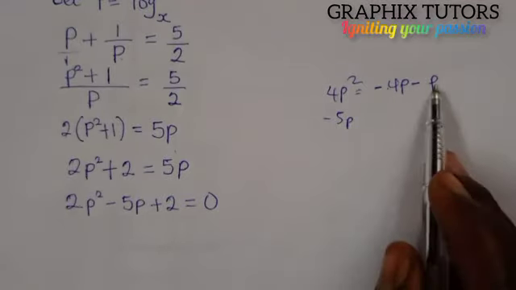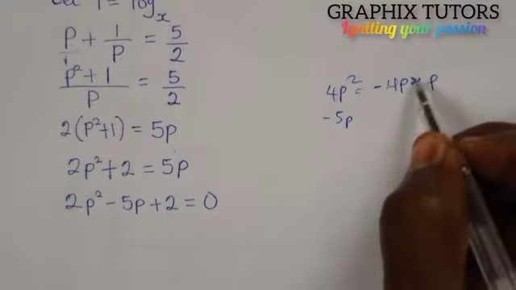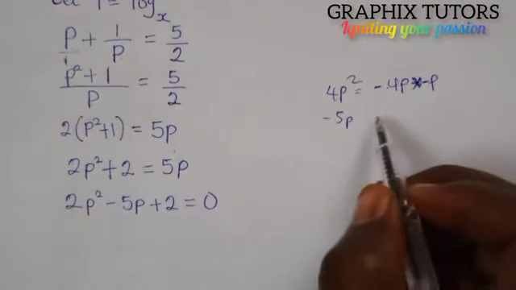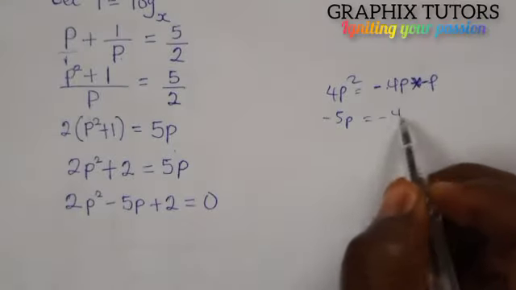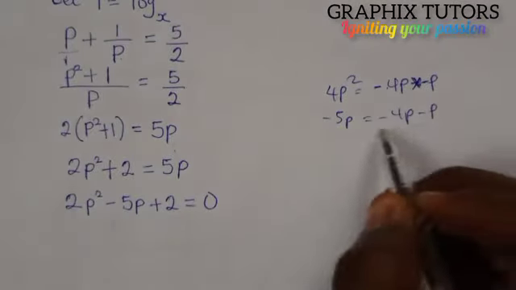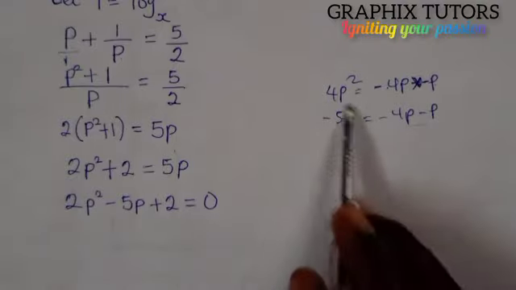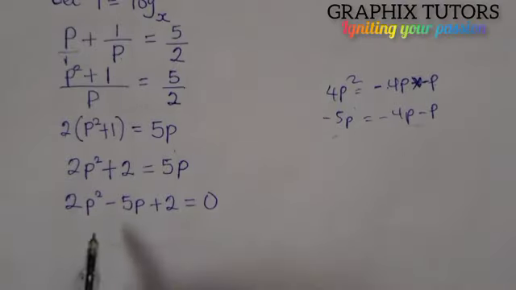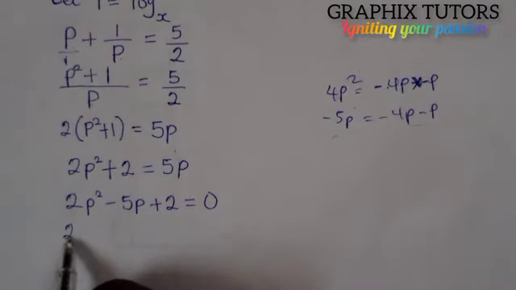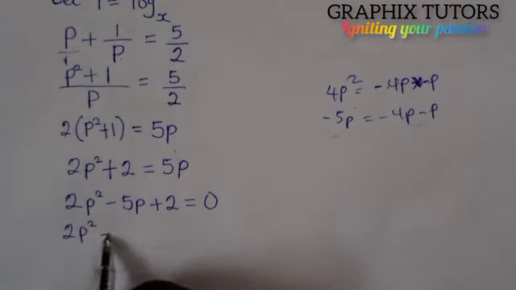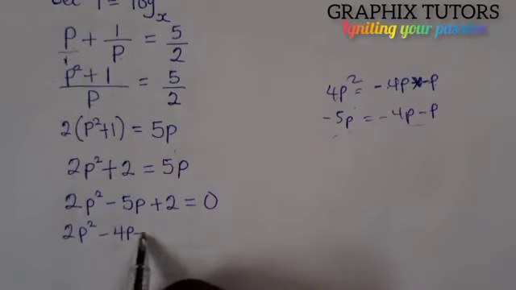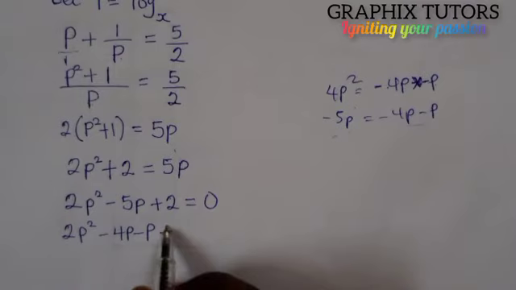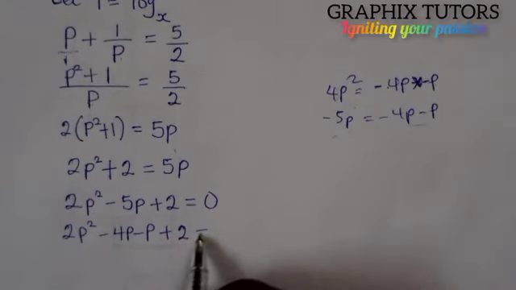Minus 4p minus p, if you multiply them together, it will give you 4p squared. Then minus 4p minus p gives us minus 5p. So anywhere I see minus 5p, I'll replace it with minus 4p minus p. So this will give us 2p squared minus 4p minus p plus 2 equals 0.